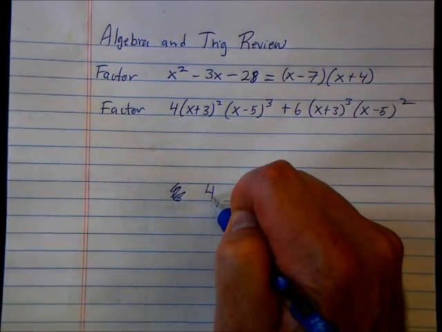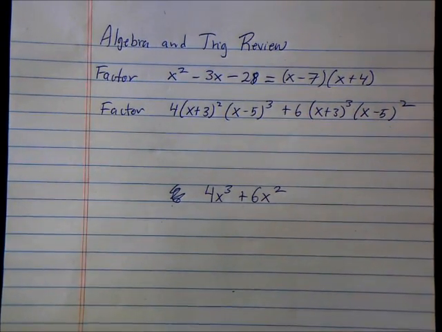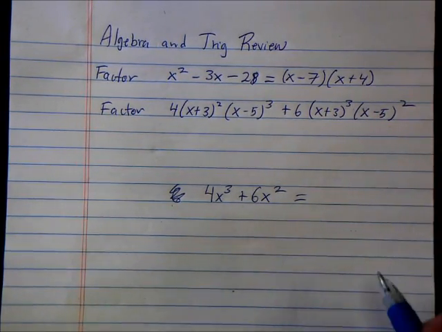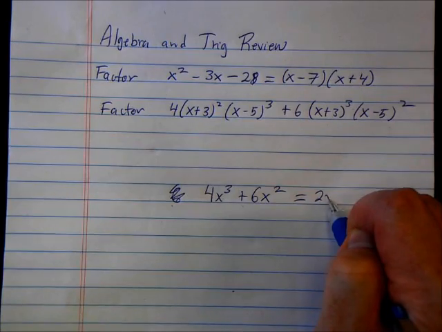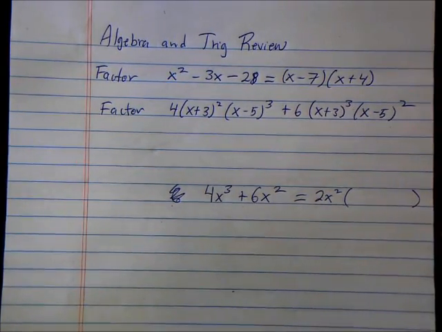What if I gave you 4x cubed plus 6x squared? How would you factor that one? There's a common factor of x to what power? x squared, and there's also a common number, isn't there? 2. So you would factor out the greatest common factor. The greatest common factor is 2x squared. And then what's left over? 2x plus 3.